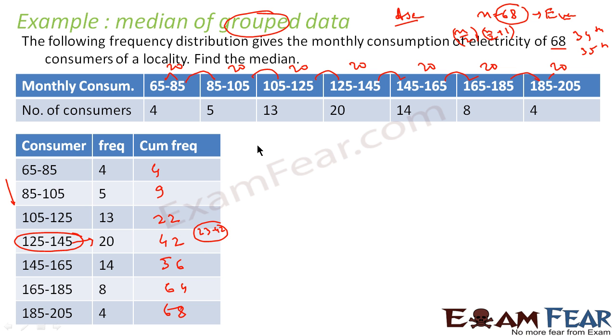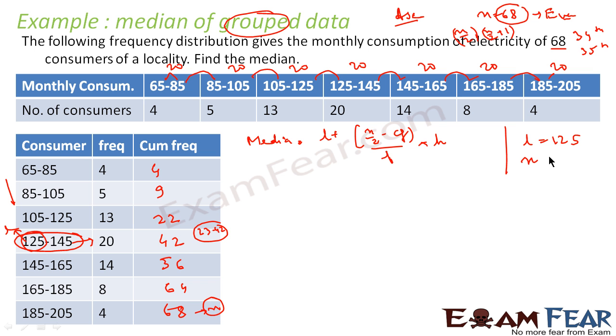Now the formula is, we know, very simple. The formula is median is nothing but L plus (n/2 minus CF) by F into H. What is the value of L? L is the lower limit of the median class, that is 125. This is the value of L. So let me put the values here. L is equal to 125. What is the value of n? n is 68, we know. This is the value of n.